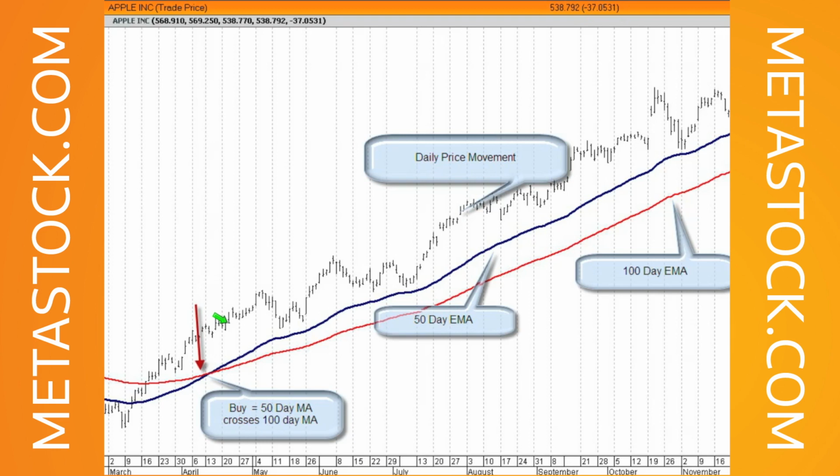Now here's a daily price chart for Apple stock. You can see the daily price movement here, and this blue line right here is the 50-day exponential moving average, and the red line is the 100-day exponential moving average. Now you can see right here in April that the 50-day exponential moving average crossed above the 100-day exponential moving average, so that created a buy signal for Apple right at this point right here. And as long as that 50-day EMA, which is this blue line, is above the 100-day EMA, then Apple remains on a buy signal.